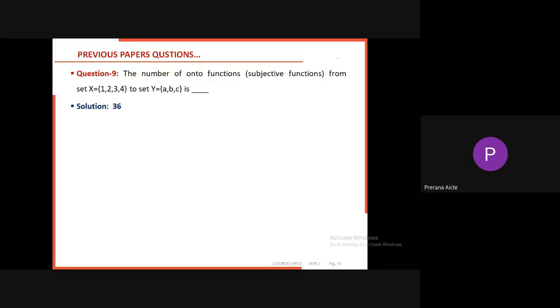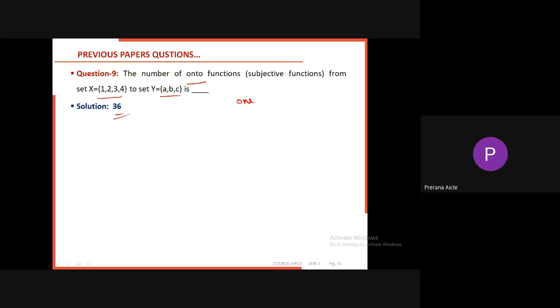And coming to the ninth one here, there are formulas, shortcuts for this kind of questions. The number of onto functions from the set X {1, 2, 3, 4} to the set {A, B, C}. So how are we going to calculate this one? Actually we have formulas for calculating the number of possible functions for one-to-one, onto, bijective functions like this.